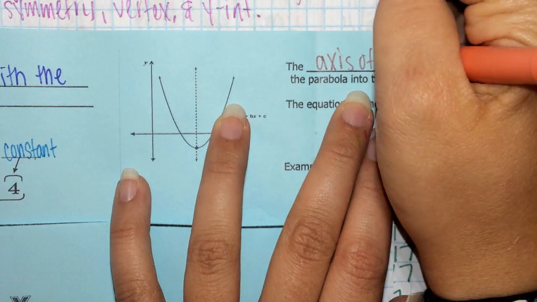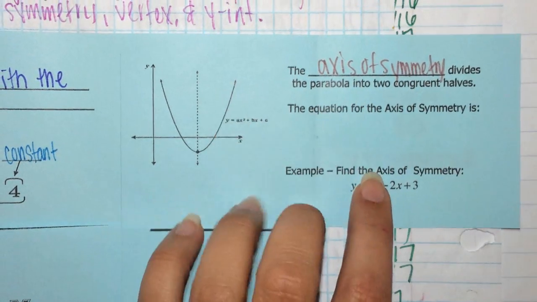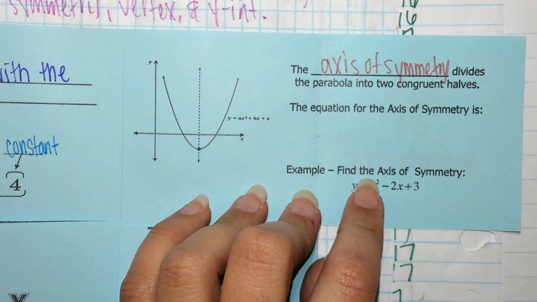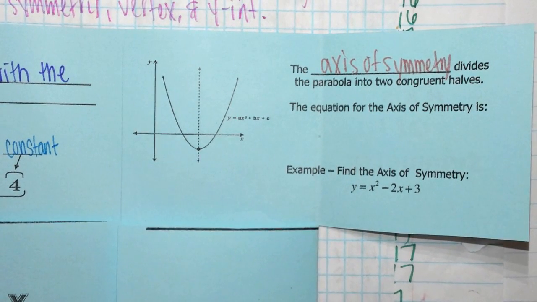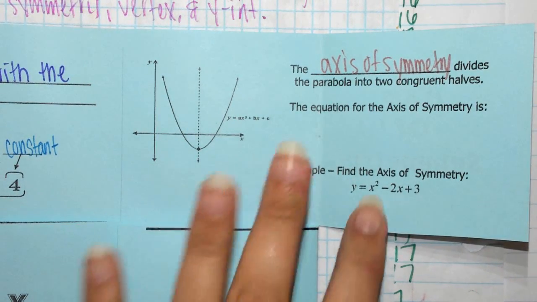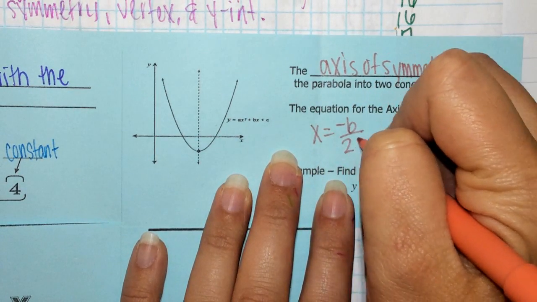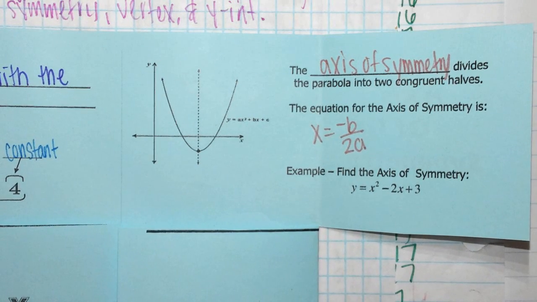Axis of symmetry divides the parabola into two congruent halves. And to find it, we use an equation. Now, we know it's x equals, but there's an equation that you can use when it's in standard form to find it every single time. It is the opposite of b divided by 2a. And you do that every time, and it's that easy.